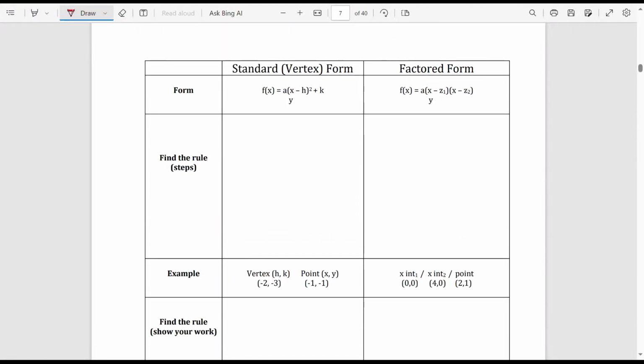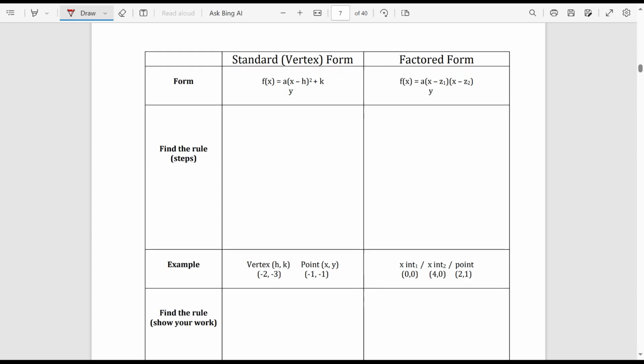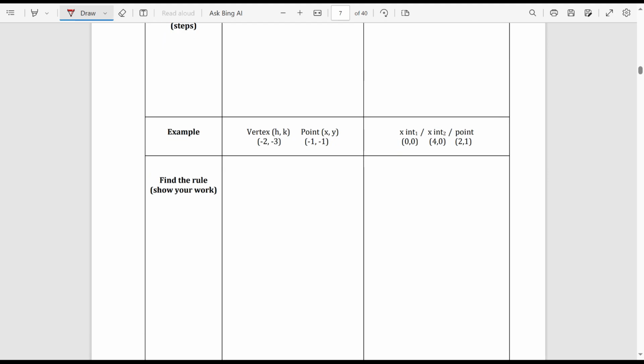Okay, so finding a rule, there's two ways that we'd be asked to do this. It'd be either in standard form or factored form. How would I know when to approach this with standard form versus factored form? It'd be the information provided.